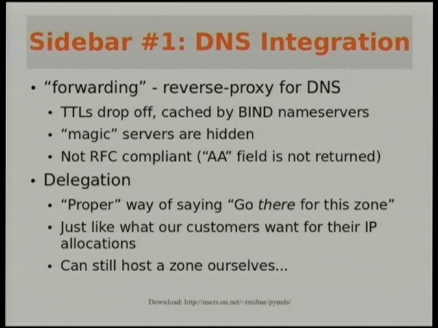Right, so integrating into our existing DNS systems, how are we going to do it? The first option we looked at was DNS forwarding. So that's basically reverse proxies like Squid, except for DNS. It was a really good idea. It meant that we could run our automatic mapping servers on a different private network, which meant they didn't have to be exposed to the internet, so we have to worry even less about security over time.